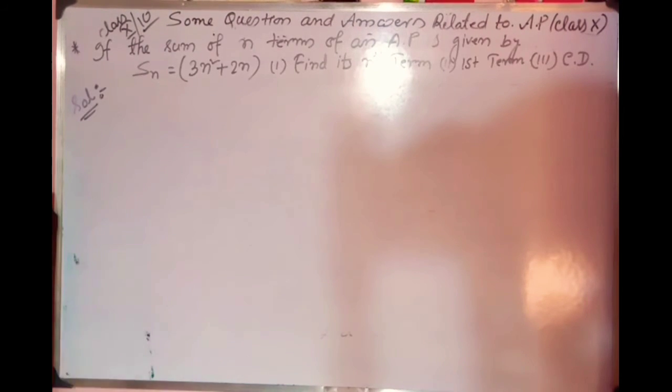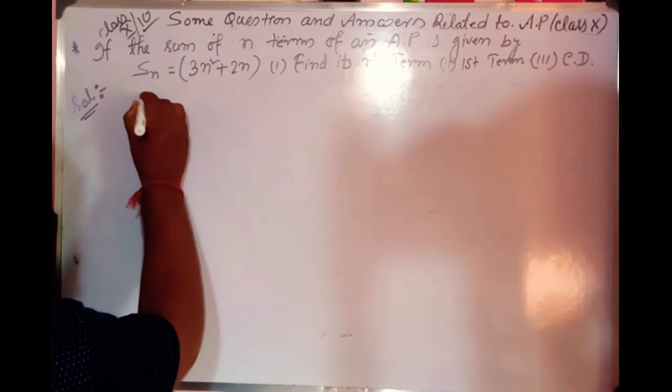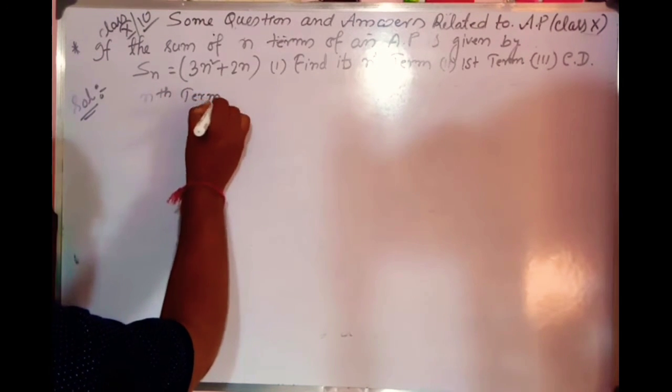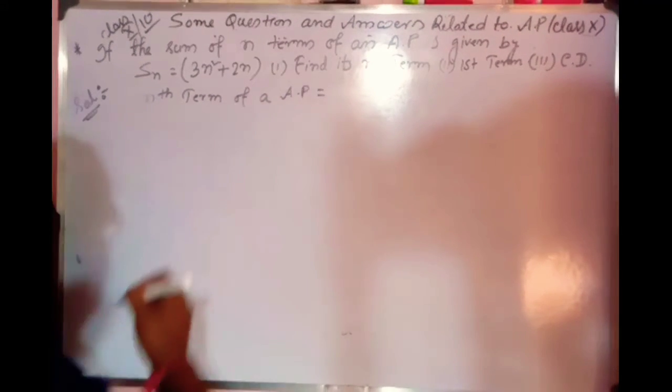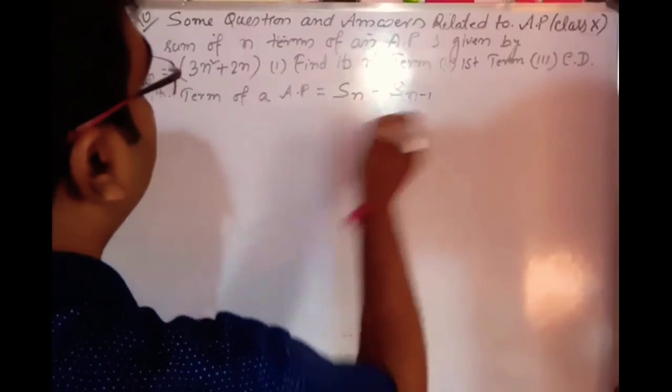Next one question I have written: the sum of n terms of an arithmetic progression is given by Sn is equal to 3n square plus twice n. Find its nth term. First we have to find its nth term. Now we know that the nth term of an arithmetic progression is equal to Sn minus Sn minus 1.